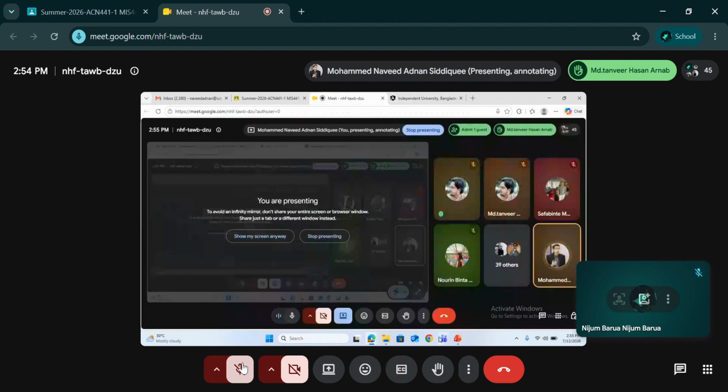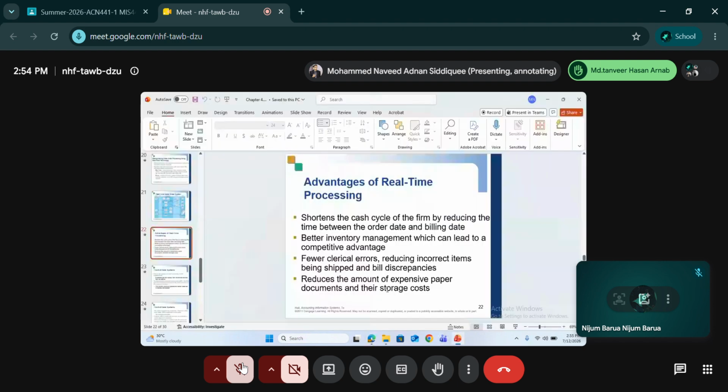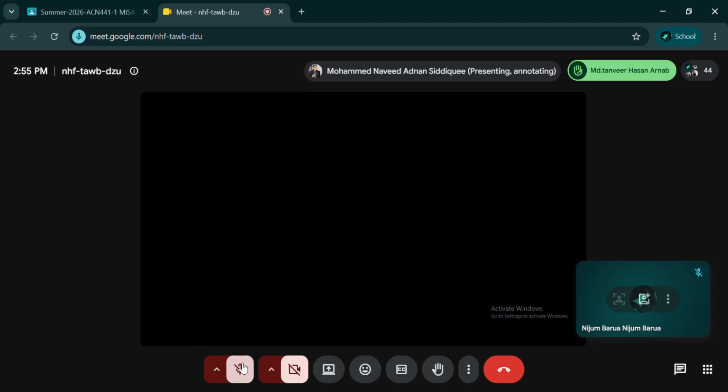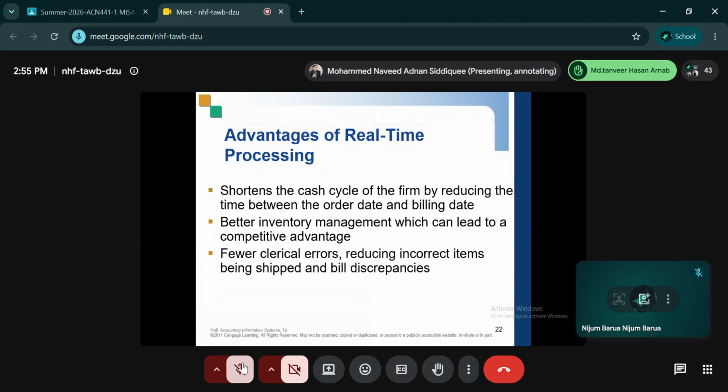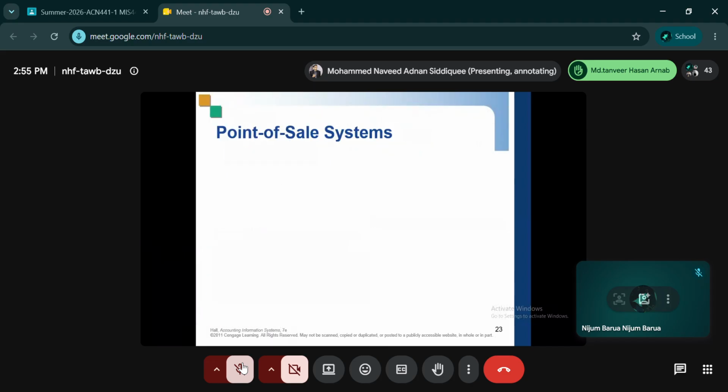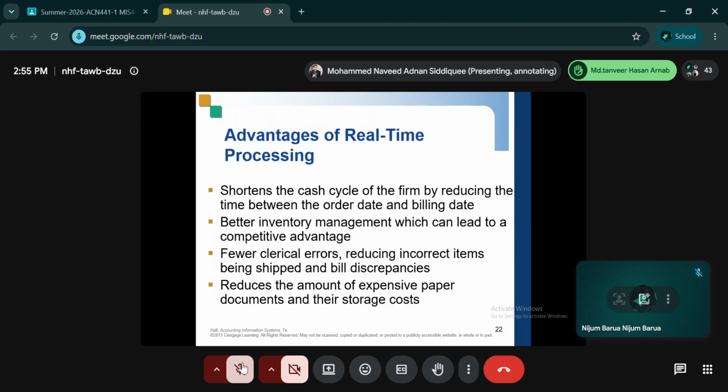Okay, so moving back to the discussion, Amra, what are the benefits of real-time processing from the context of the revenue cycle? So it shortens the cash cycle. What is the cash cycle? It reduces the time between the order date and the billing date. So the cash cycle is basically the time between when the order is placed and when the bill is recorded, right? So the bill is sent.